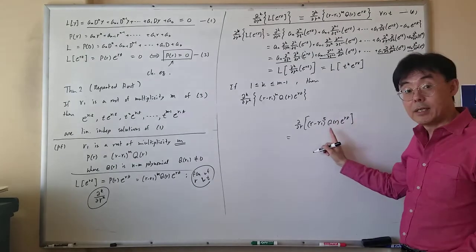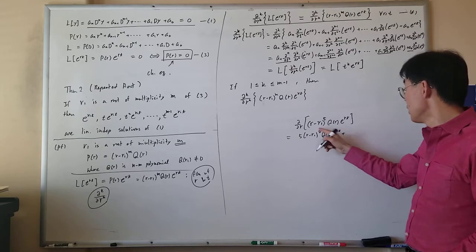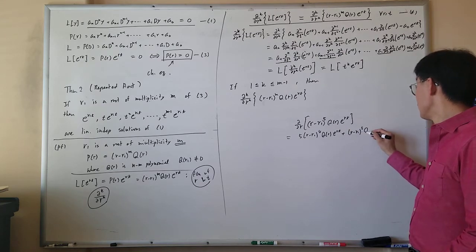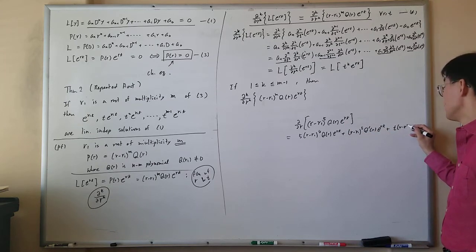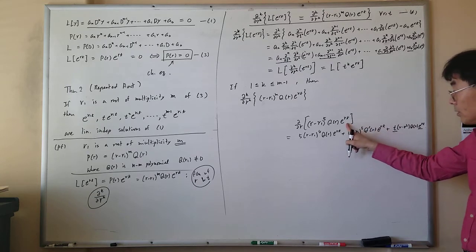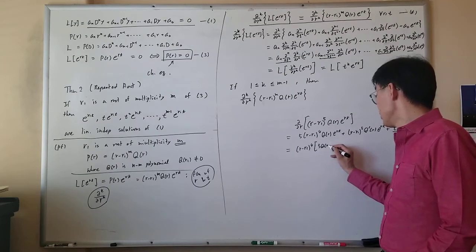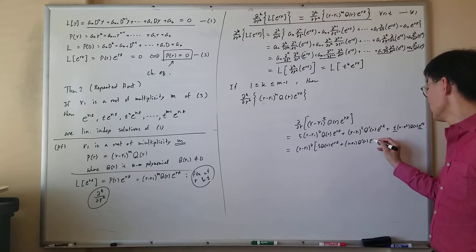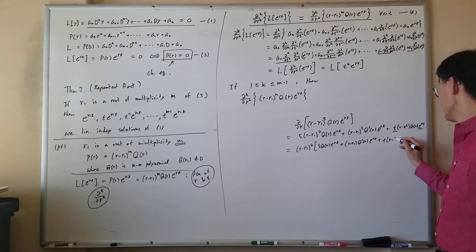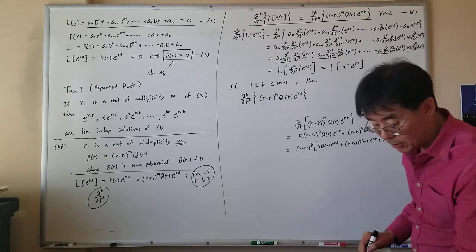You have to use the product rule. Keep (r minus r1) to the 4th times q(r), and now you keep this one, q prime of r, and this one, so t times q(r) e to the rt from the r derivative. So in the end, you can factor out (r minus r1) to the 4th: 5q(r) e to the rt, plus (r minus r1) q prime of r e to the rt, plus t times (r minus r1) to the 5th q(r) e to the rt. Right?